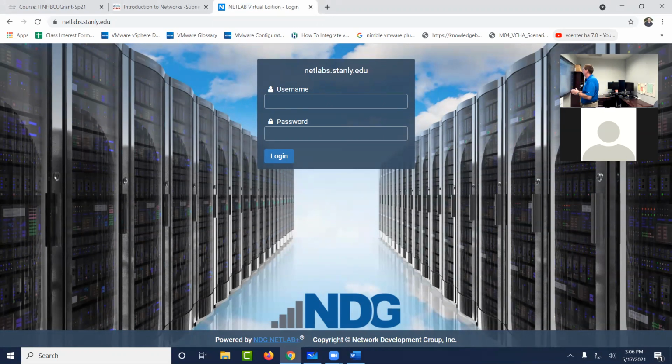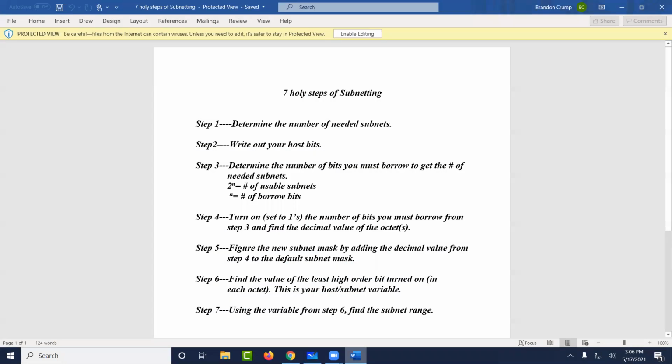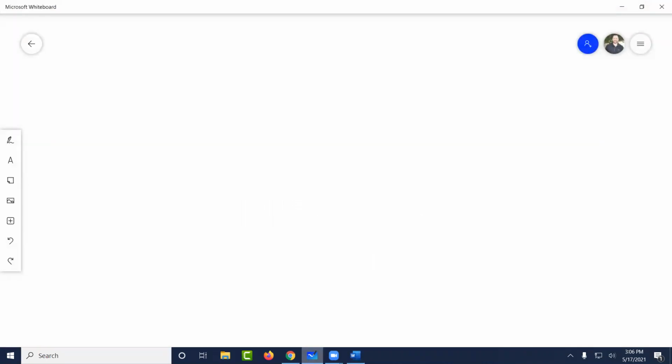Now, what I want to do today is, first off, let me turn off my camera because you don't need to be looking at me as I'm sitting here doing things. I gave you last week the 7 holy steps of subnetting, a way that I have devised to do what I call classful subnetting. My handwriting will be a little better today because I'm on a big board and not on that little bitty pad.